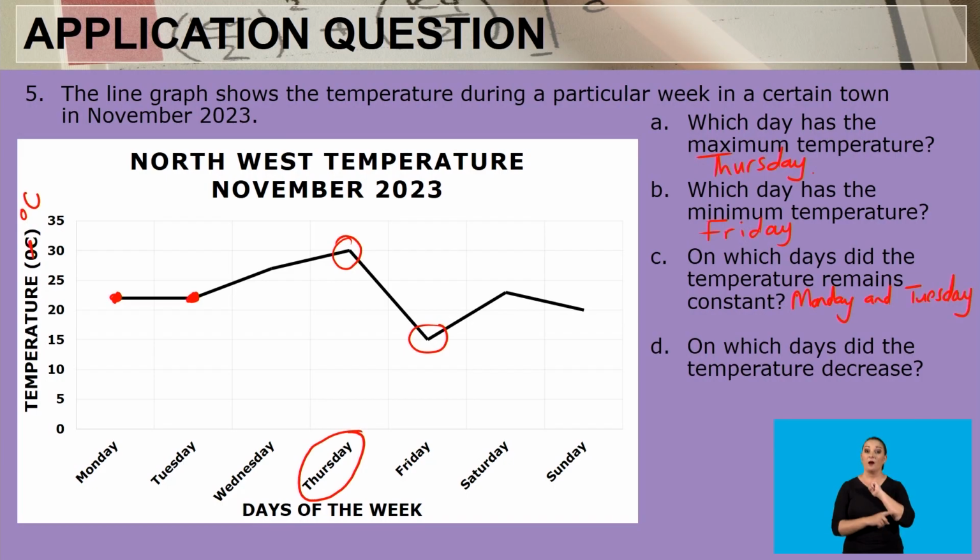And lastly, on which days did the temperature decrease? Now remember, to decrease means to go down. So we are increasing in our horizontal values, but our vertical values are going down. Can we see where our values decreased? Well, if you are seeing from Thursday to Friday, then you are absolutely correct, but that is not the only place. We also have a decrease from Saturday to Sunday. So both those places there, we can see that our temperature is indeed decreasing.